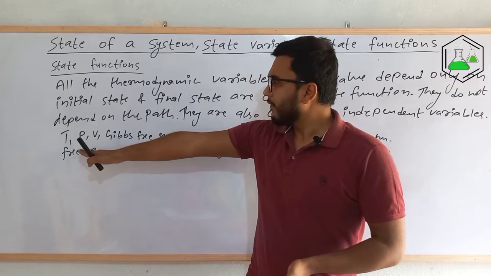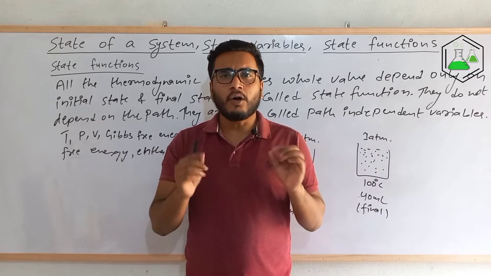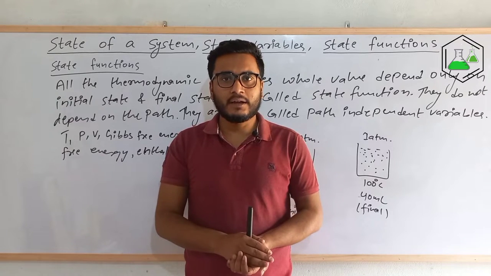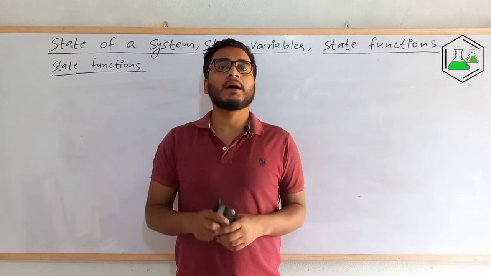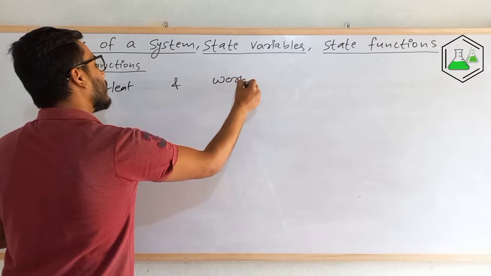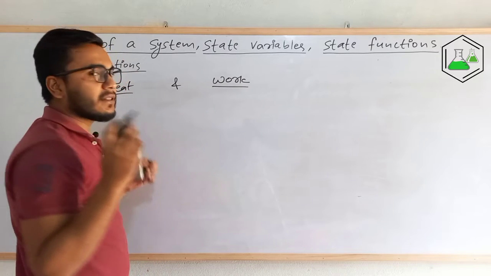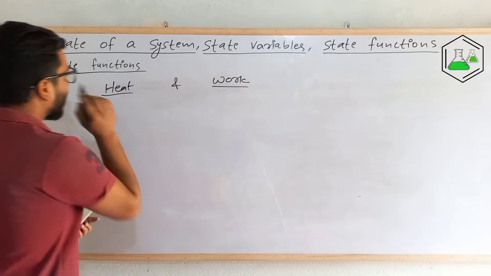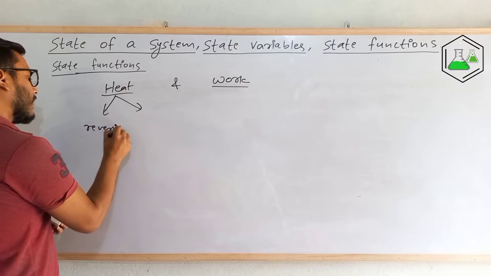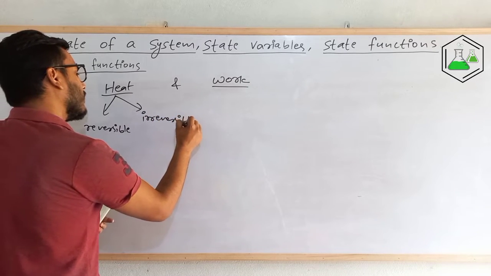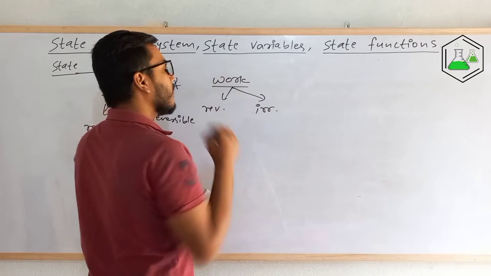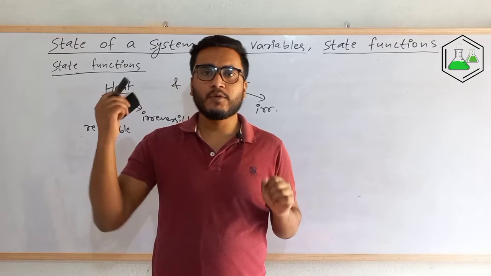Now, we have seen most of the variables here are state functions. Does that mean all the state variables are state functions? No, that does not happen. There are certain variables that are not state functions. Let's see that. The state variables that do depend on the path, or simply that are not state functions, are heat and work. So these are the two variables that are not state functions, or simply they are path dependent variables. Now, how does it happen? We know that heat is exchanged between the system and the surrounding in two ways, reversible and irreversible. Similarly, work is done between the system and the surrounding in a reversible way and an irreversible way as well. So these are the two ways by which this process can happen.